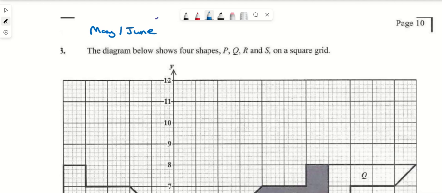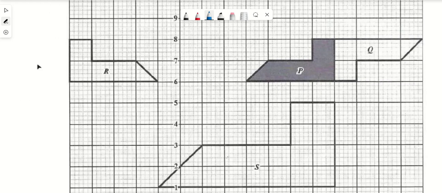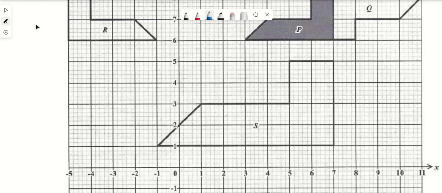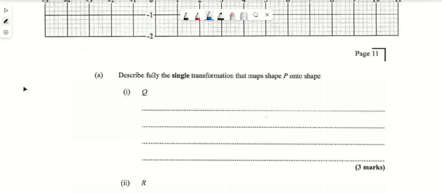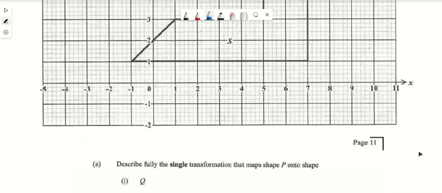So we're going to do May/June 2022, number 3. The diagram below shows four shapes P, Q, R, and S in a square grid. So these are the images P, Q, R, S. All right, let's go on to the first question. They said, fully describe the single transformation that maps P onto shape Q.